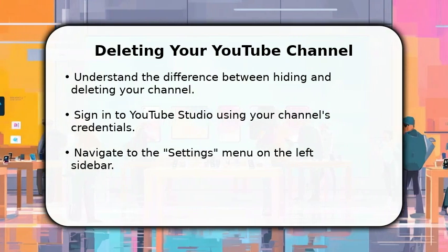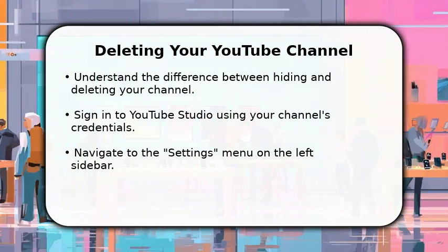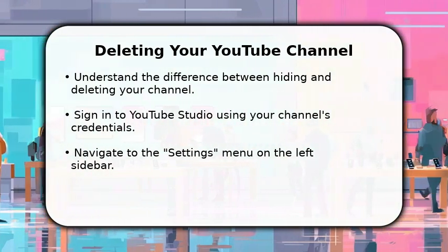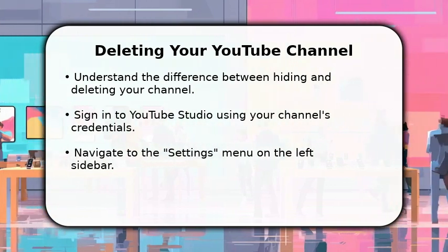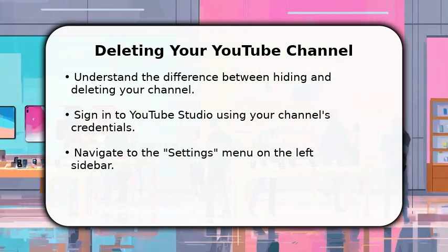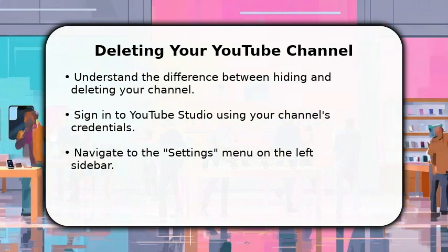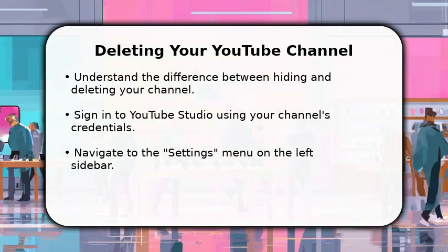To begin, sign into YouTube Studio with the Google account linked to your channel. Once logged in, locate and click on the Settings gear icon found in the left-hand navigation menu. This is your starting point for managing channel preferences.